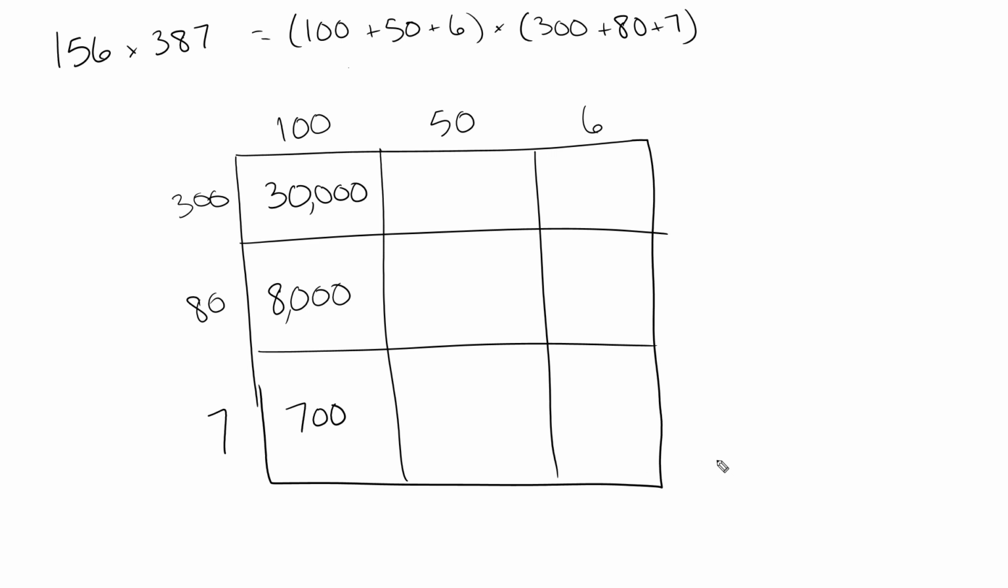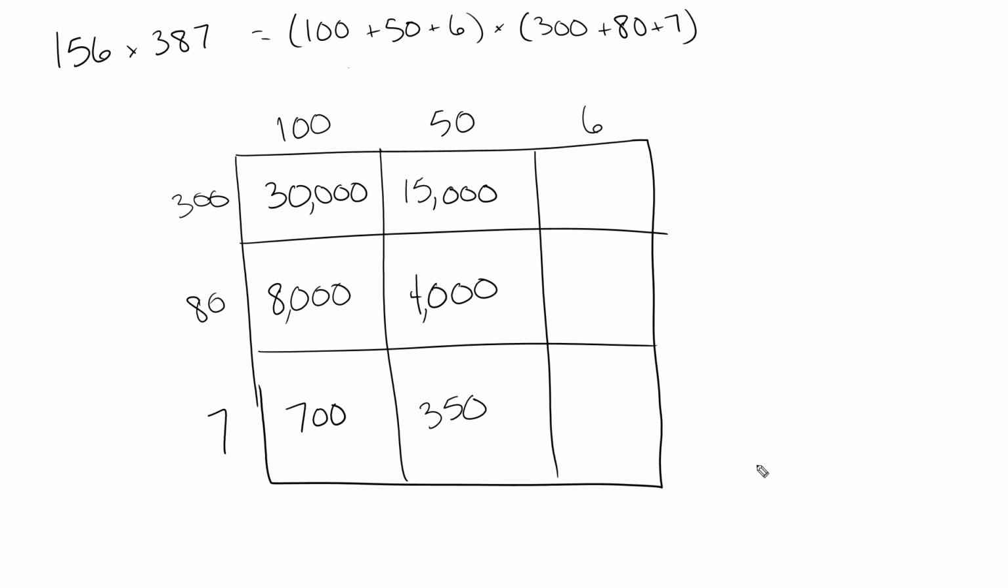Moving to the next column, 50 times 300. 5 times 3 equals 15, and we have a total of 3 zeros to add, so 15,000. 50 times 80. 5 times 8 equals 40, and then we have a total of 2 zeros at the end of our factors, so we add 2 zeros to the end of 40 and get 4,000. 50 times 7. Our math facts tell us that 5 times 7 equals 35, and we have 1 zero to add, so 50 times 7 equals 350.